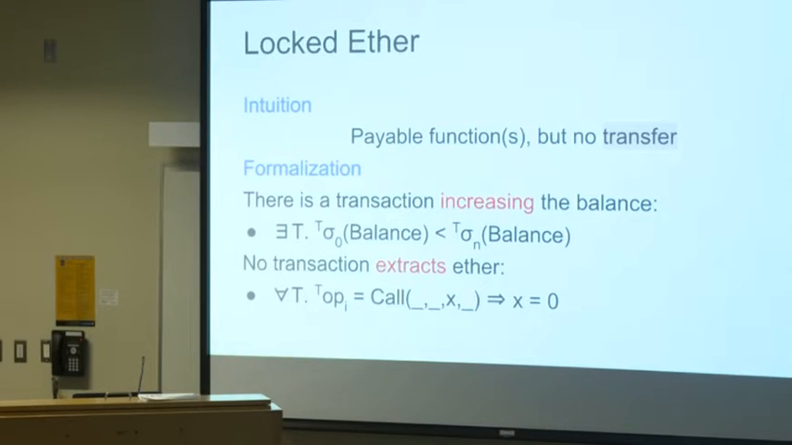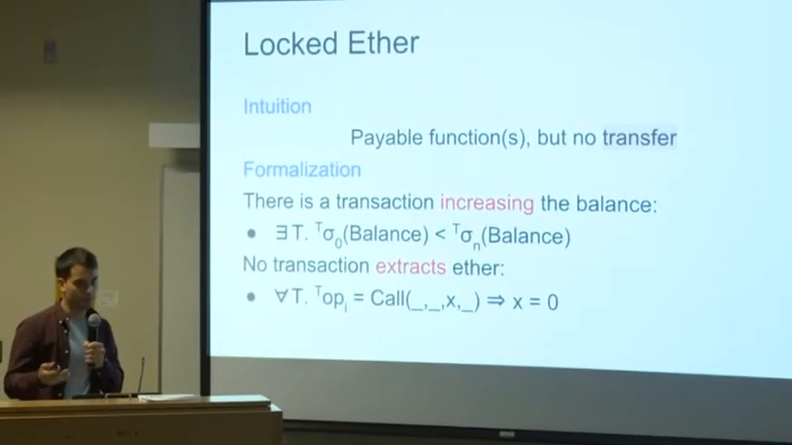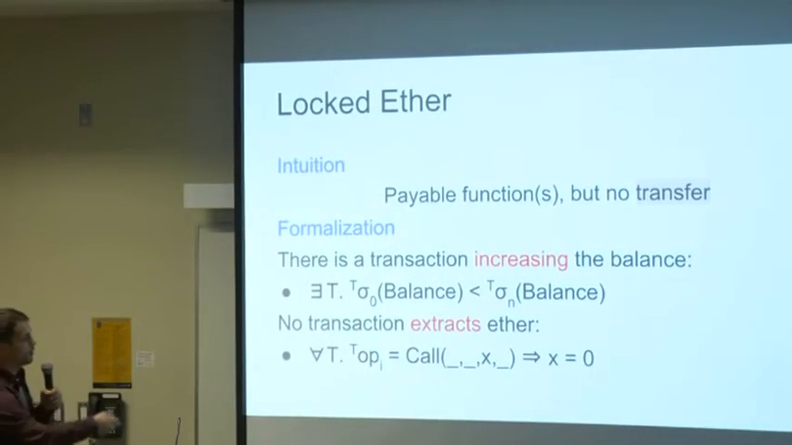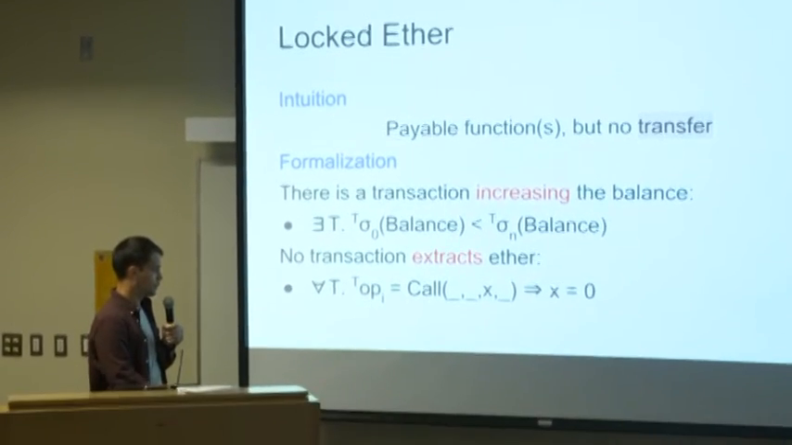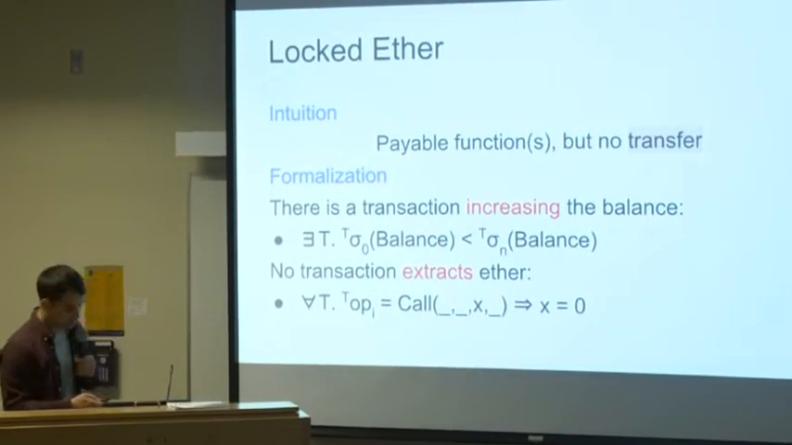So maybe you can see some things that might be a bit wrong with this slide. Maybe you see what. One thing is that you can actually always send ether to a contract via the self-destruct operation, and even if you don't have any payable function, you cannot reject this ether. And the second thing is that of course there are other opcodes which can transfer ether. So of course it's not the whole picture here.